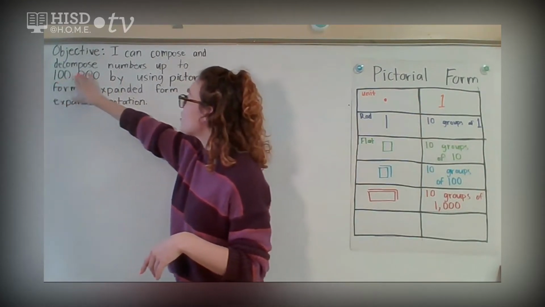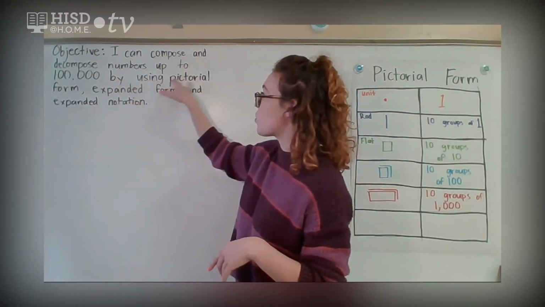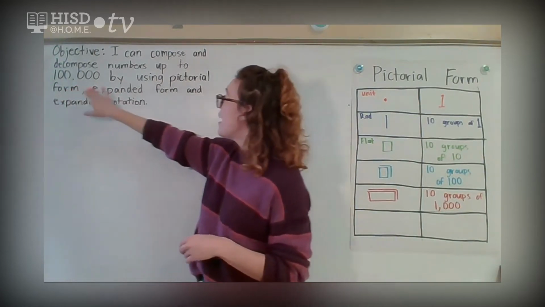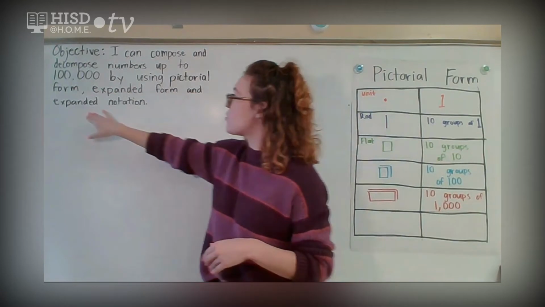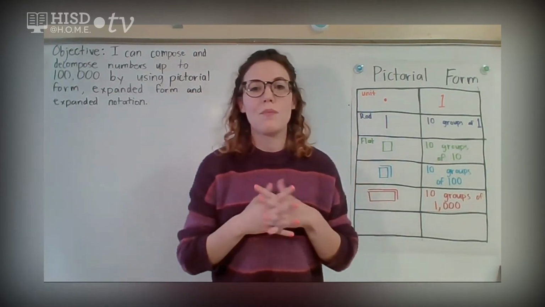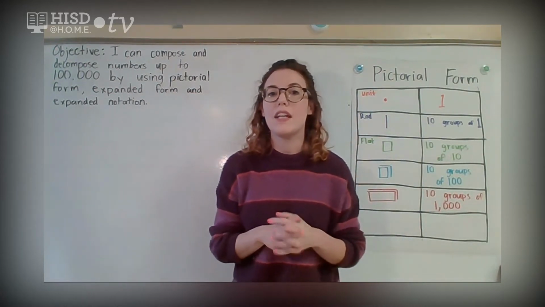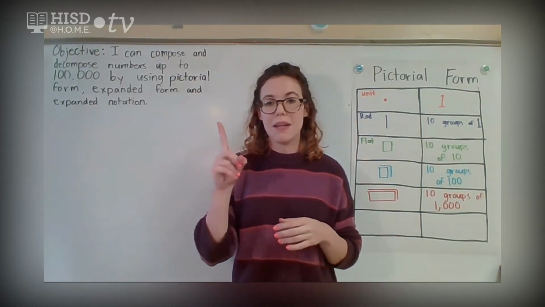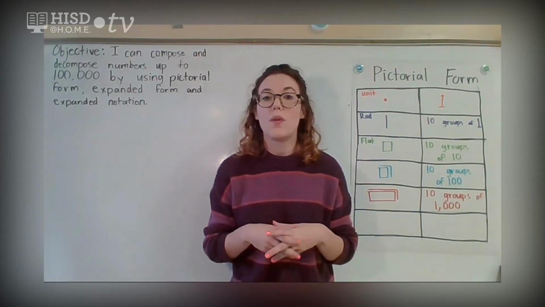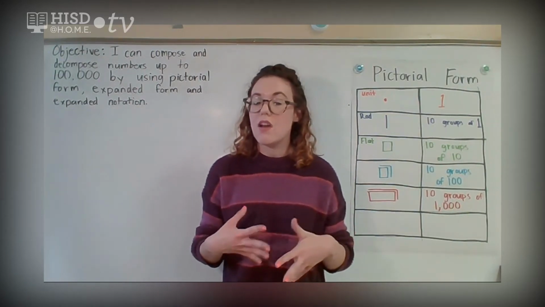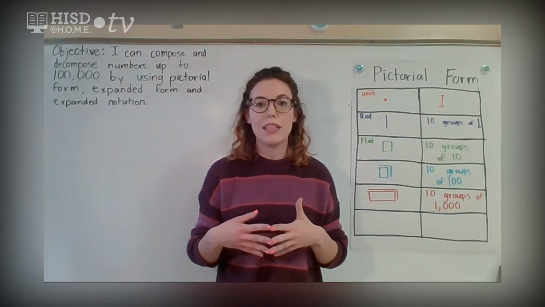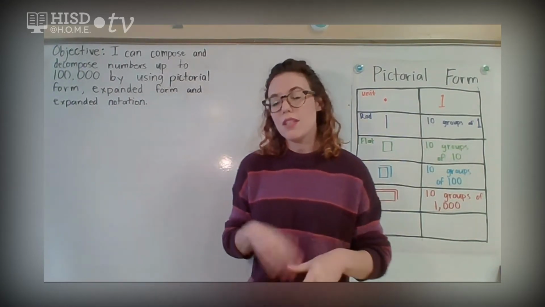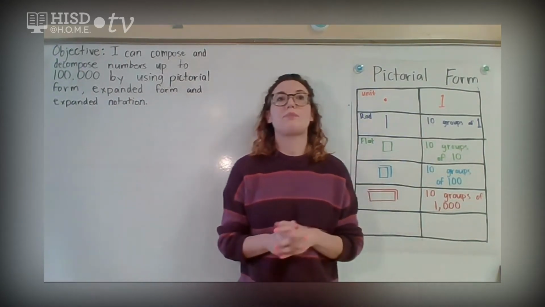Up to 100,000 by using pictorial form. Pictorial form is just a fancy word for pictures. Expanded form and expanded notation. So if we're looking at our objective today, we notice that we see two things that are new to us from last week. Expanded form and expanded notation. We might remember a little bit of it from 2nd grade, but we're really going to go deeper into it this week. So first, let's just review what we talked about last week.